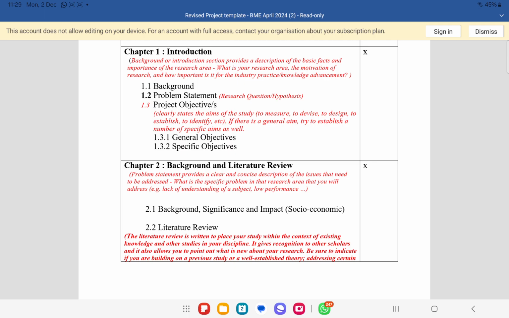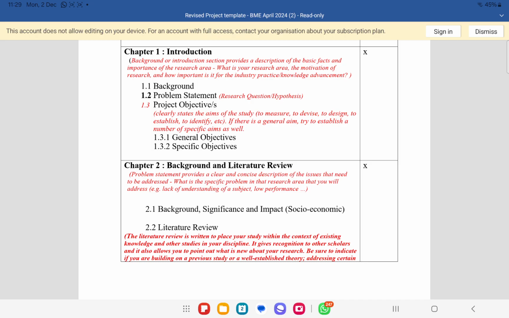And then you are talking about the general objective and specific objectives. What we mean by general objective here is the overall project objective. If you have a project, you can mention one particular statement, the whole statement or one paragraph, talking about the general objective.